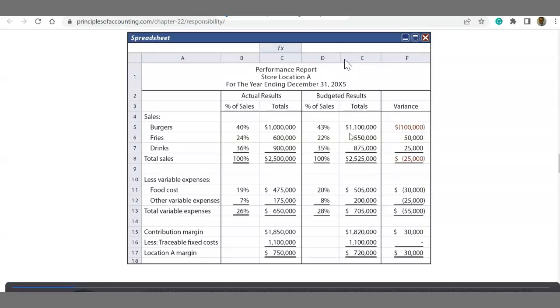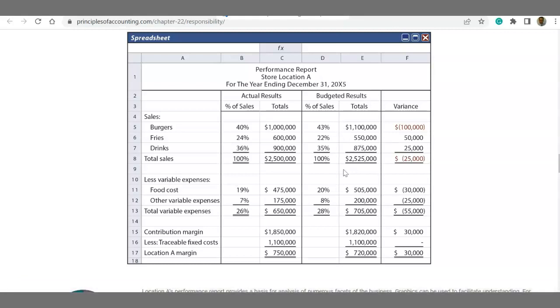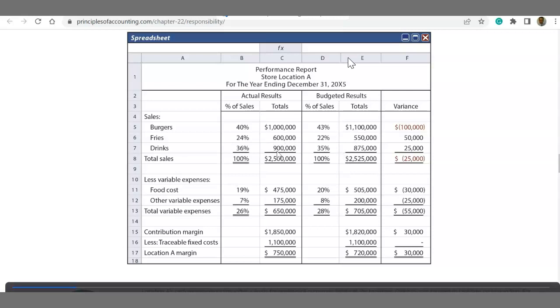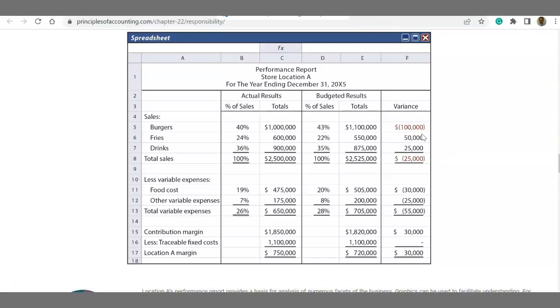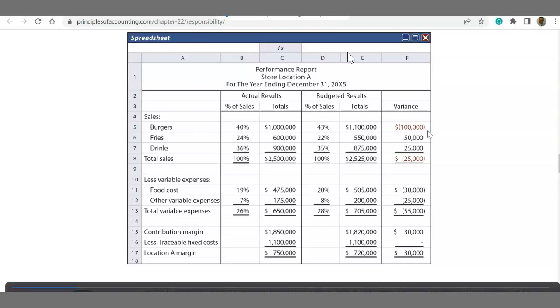However, the budget for this store location A was $2,525,000. They were thinking the burgers will bring about 43%, fries will bring about 22%, let's say, drinks about 35%. So this is the budget, but this is what actually happened. And here, if you compare to each other, you can see the variances. So here, the actual sales from burger was less than budget sales, and that was by 100,000. That's why it's in red.